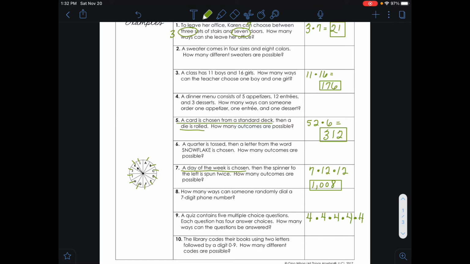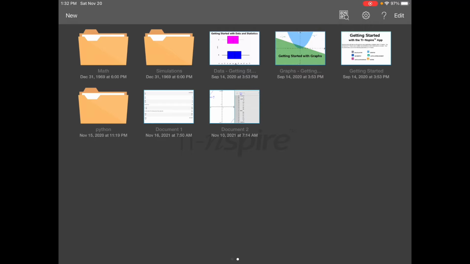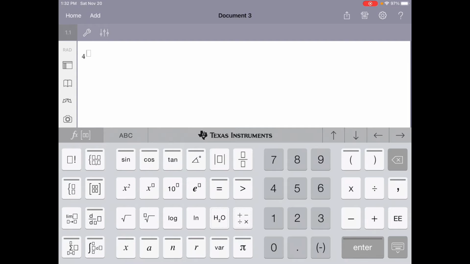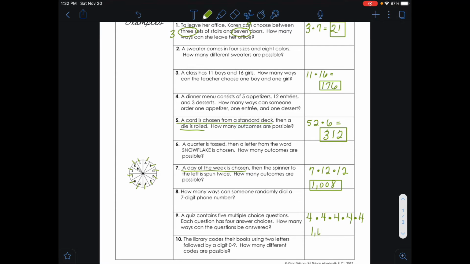Good gravy. So I'm going to do 4 to the 5th power. I'll just use the TI Inspire app. And we get 1,024. Okay, so that's 1,024 different ways this could be answered.